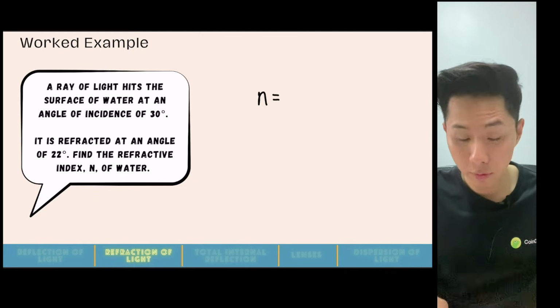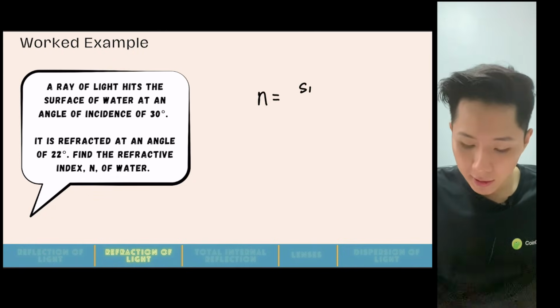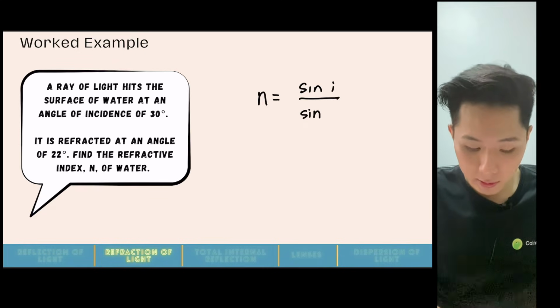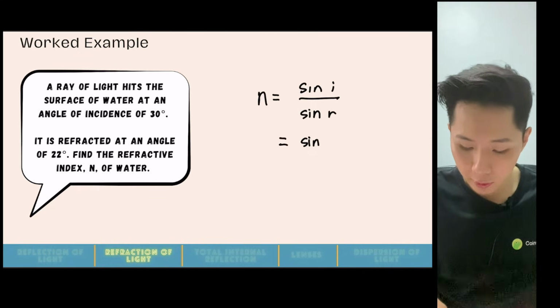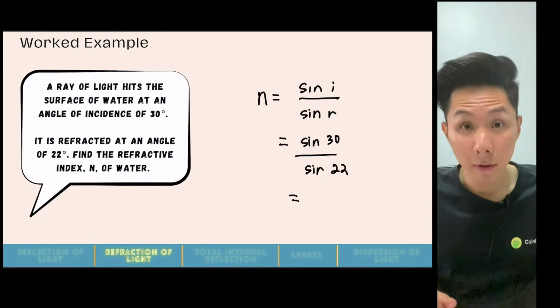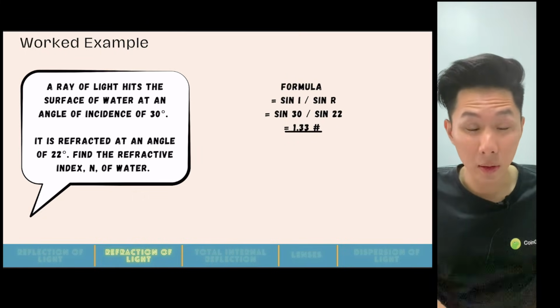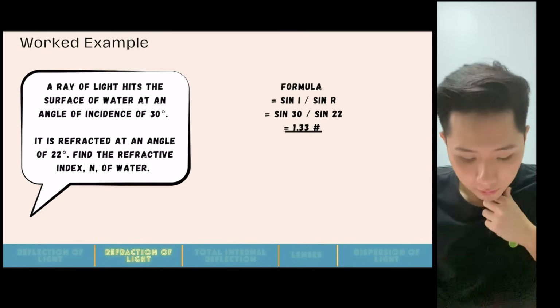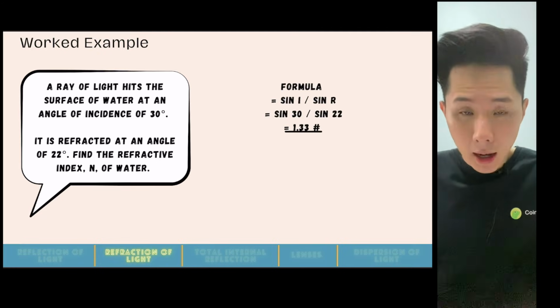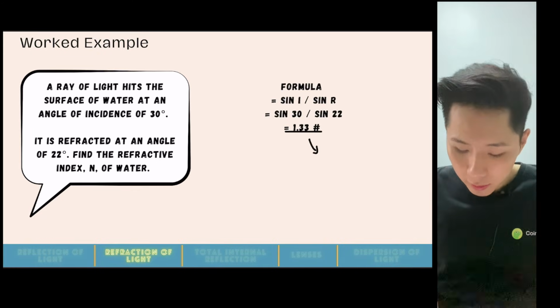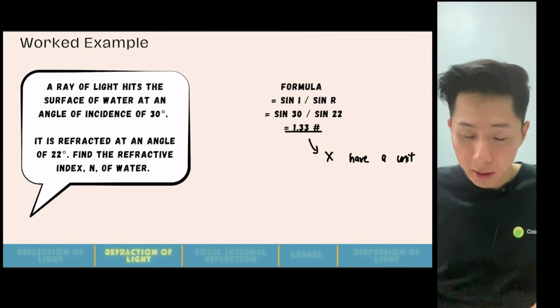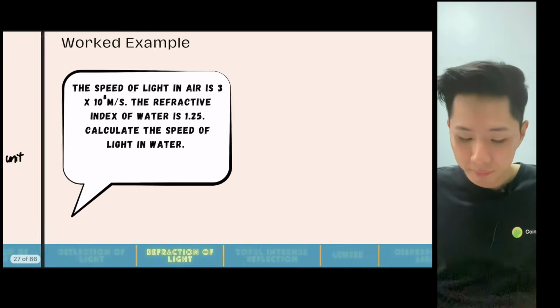The n is the symbol for refractive index. Sine i over sine r is the formula. All I need to do is just substitute my values into my equation. And if I put everything into the calculator, I'm going to get 1.33. So it is the refractive index of water. Just note that refractive index does not have a unit, because ultimately it's just a ratio.